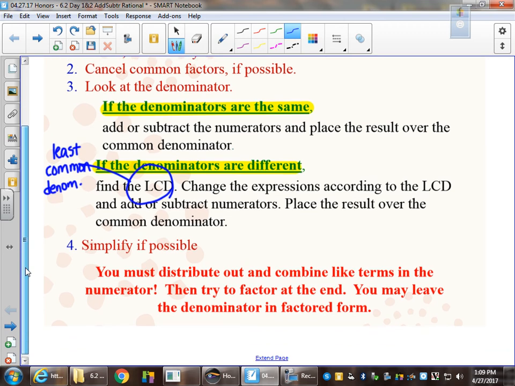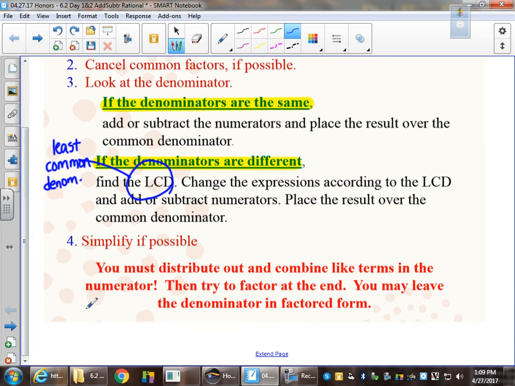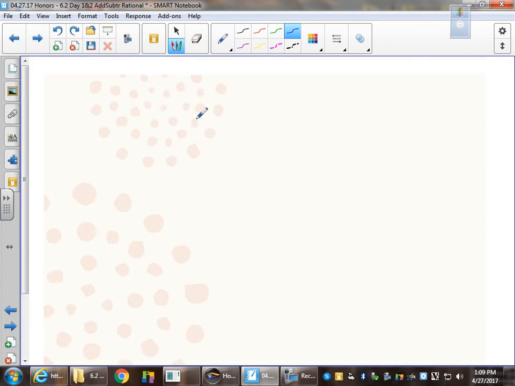Notice the big bold note at the bottom. You must distribute out and combine like terms in the numerator, and then try to factor at the end. You'll see what that means once we actually start to practice. So basically, you need to simplify the top as much as possible, multiply it out. The denominator you can leave in factored form. Let's get right into some examples so we can see how all of these steps work.